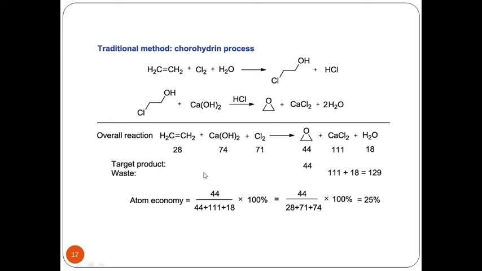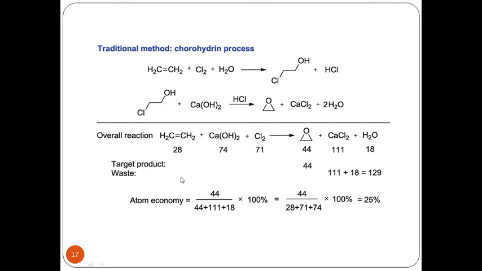What is the overall reaction now? Ethene 28, calcium hydroxide 74, chlorine 71. And then in the final product, oxirane 44, calcium chloride 111 and water 80. Now we can observe that the target waste product is 111 plus 18, which is equal to 129.